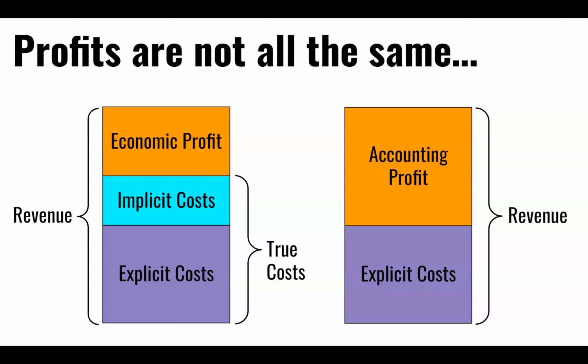Economic profit takes into account not just our explicit costs, but what we could have had if we did something differently. So what are our opportunity costs? And then we look and see what's left over, and what's left over is our economic profit. It's basically saying, how much more money am I earning compared to my next best alternative?